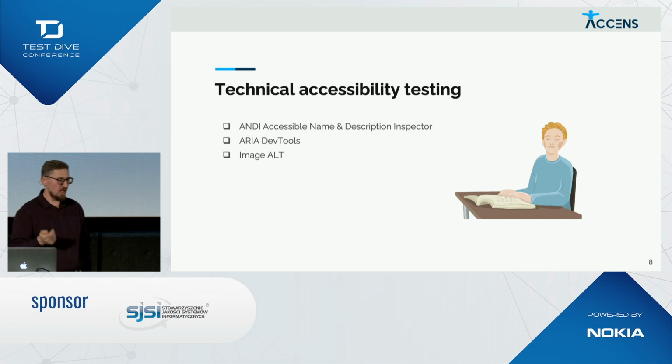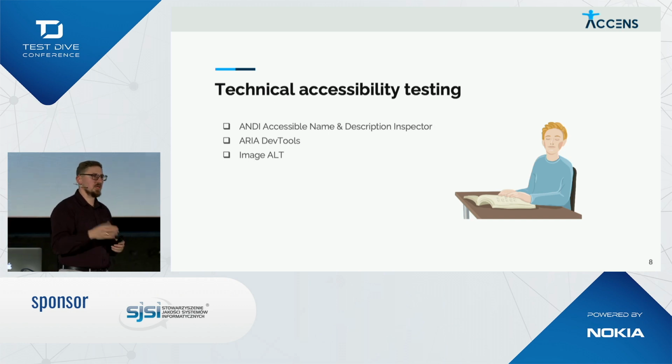Another one, Image Alt. This is just a plugin which shows alt text for images on your website. So when you see images, you can easily find their alt text and spot if there is missing alt text or auto-generated or whatever.